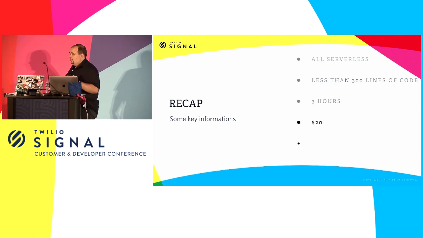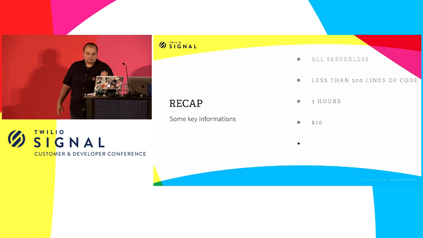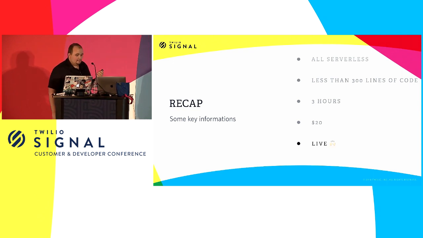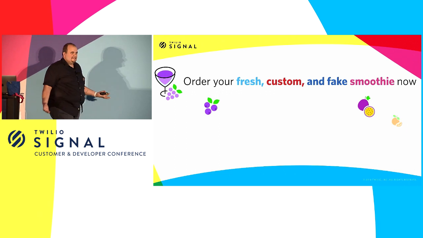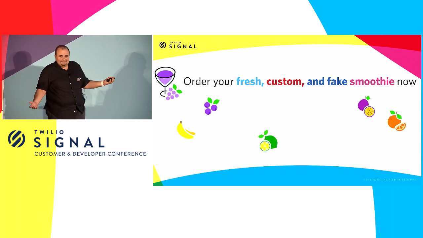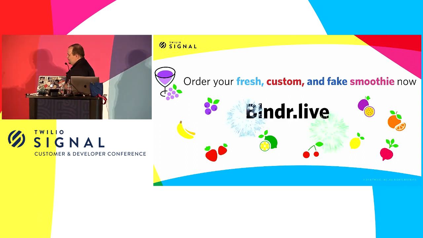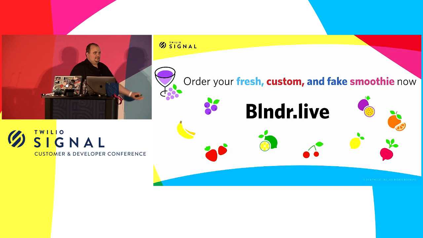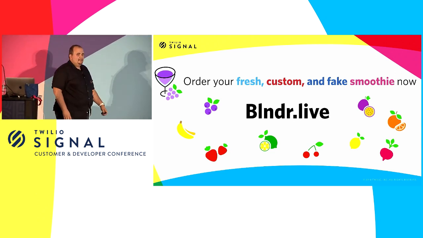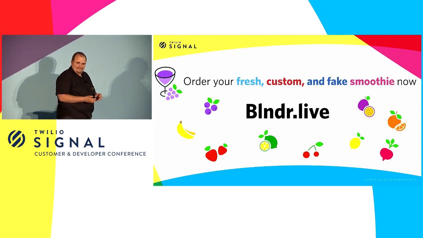And what I say is that this system is live. If you want to order your fresh custom and almost fake smoothie, sorry, then you can just go and visit blender.live. You can take it. It will redirect you to your message app, and you go through the flow. Tristan, your turn. Thank you very much.